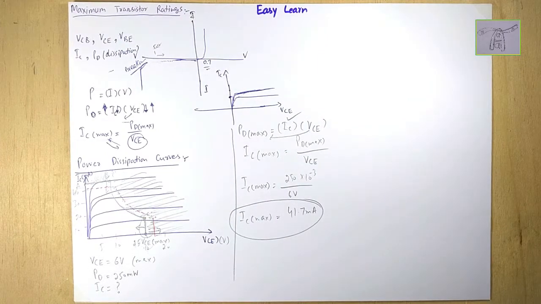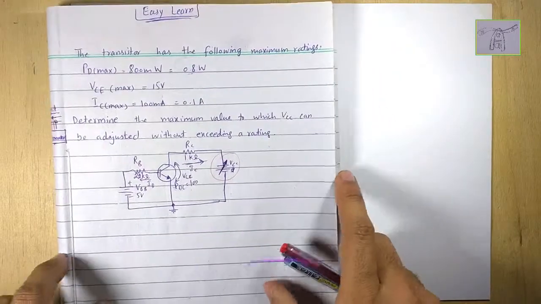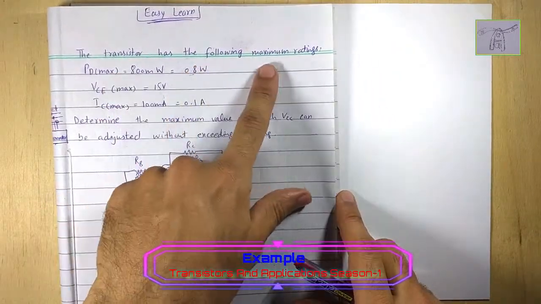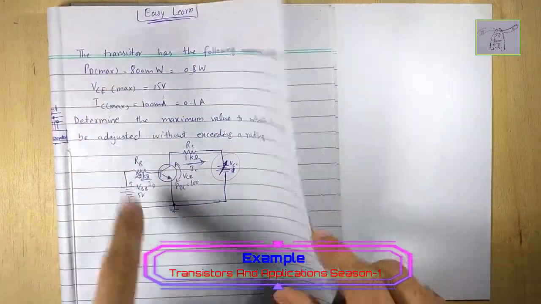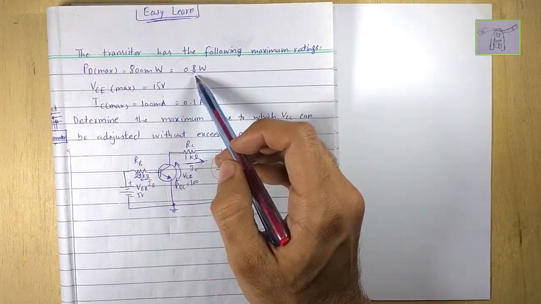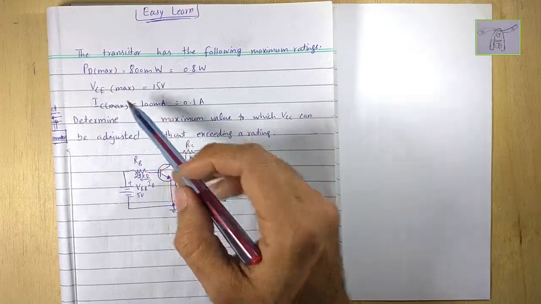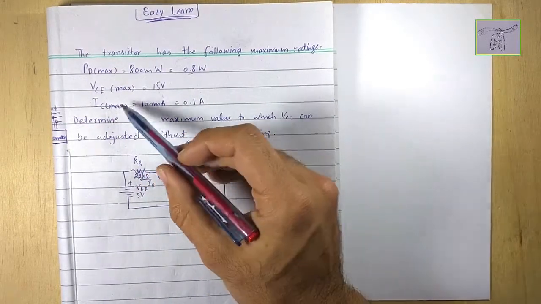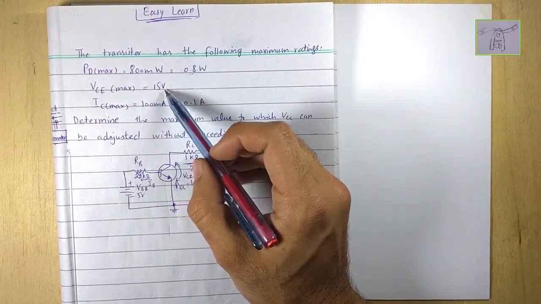Now let's talk about another question, and this is available here. You can see that a transistor has the following maximum ratings: bipolar junction transistor, NPN simple transistor. Power dissipation maximum is given as 0.8 watt. VCE, this is the collector emitter voltage, is 15 volts maximum.